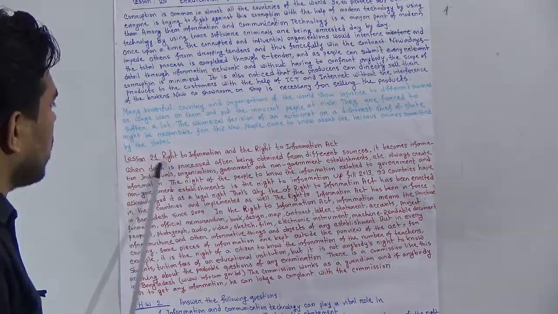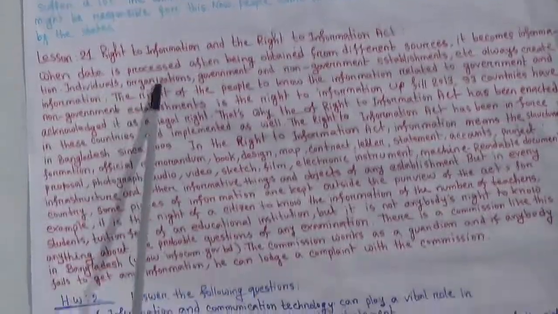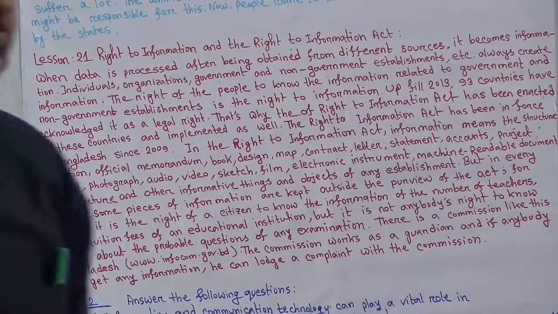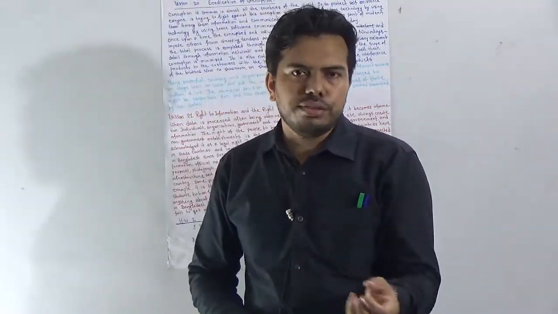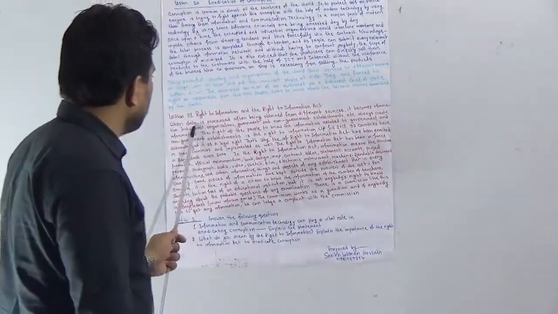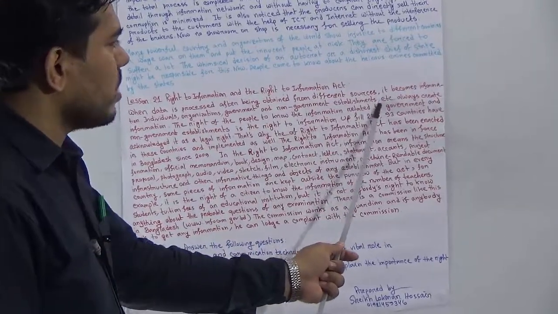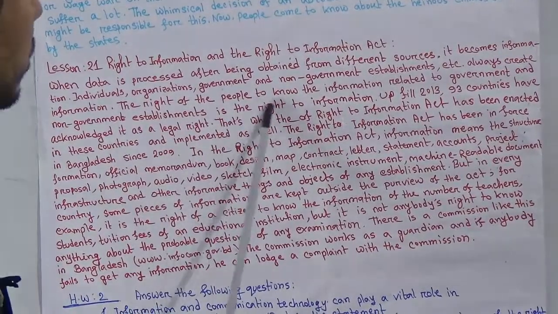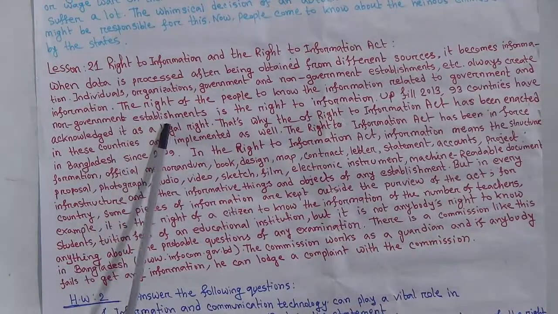In lesson 21, Right to Information and the Right to Information Act: when data is processed after being obtained from different sources, it becomes information. What is called information? When data is processed and obtained from different sources, then it becomes information. Individuals, organizations, government and non-government establishments, etc.